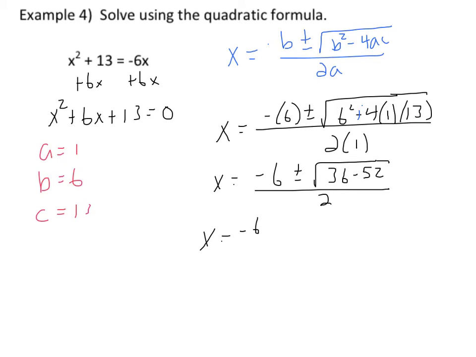So we get negative 6 plus or minus, and the root is negative 16 when you put it all together, over 2. Now, here is an example that we looked at earlier. How does that simplify? Well, you have negative 6 plus or minus, the root of 16 is 4, and it's negative in there, so now we have an i present.